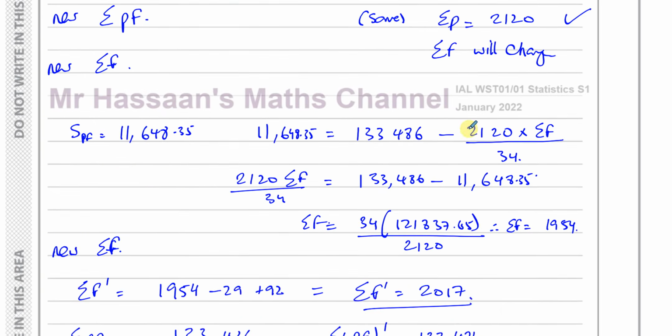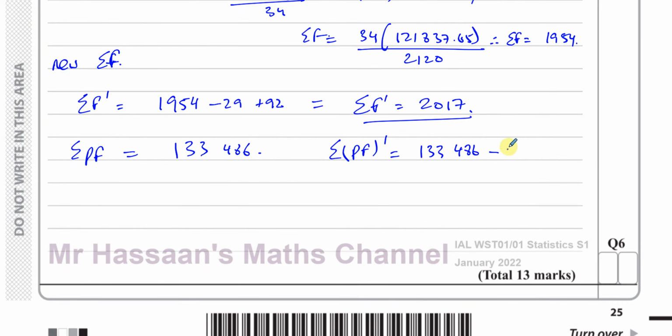So that's 98 times 29. That will take away the mistake. So this is the sum of the products of P and F. So that was a wrong product. Then I'm going to add the correct product, which is 98 times 92. That's the correct product for that one entry that was wrong. So that will give us the new value for P times F.